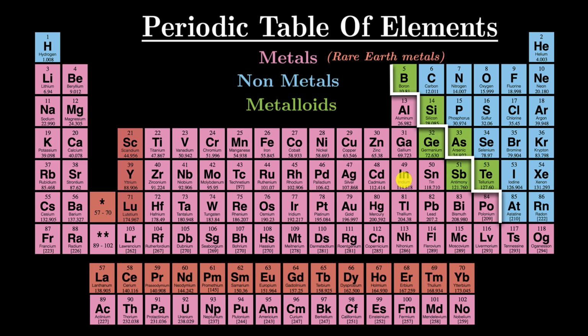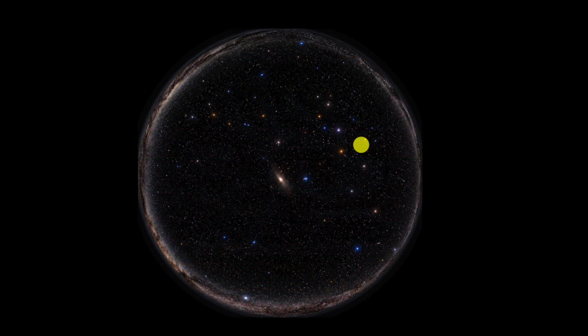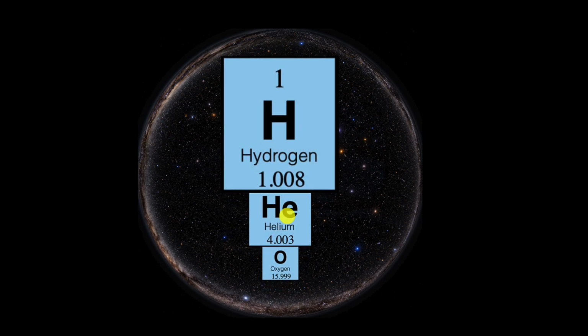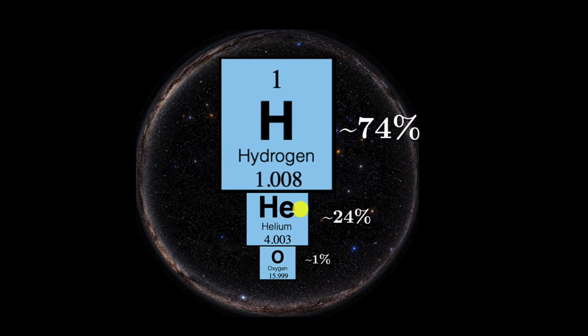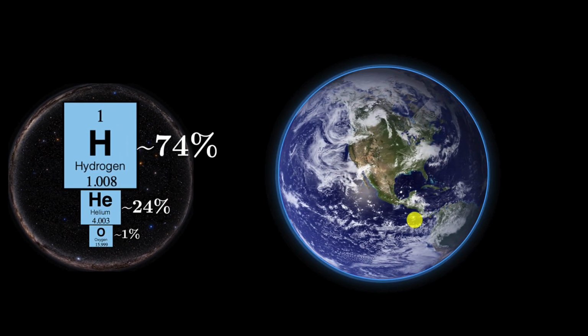Lastly, even though there are 118 elements, most of the universe is made of just 2 of them, hydrogen and helium, and traces of oxygen as well. In fact, hydrogen and helium together make up about 98% of the universe. Okay, but what about our Earth? What is it primarily made of?